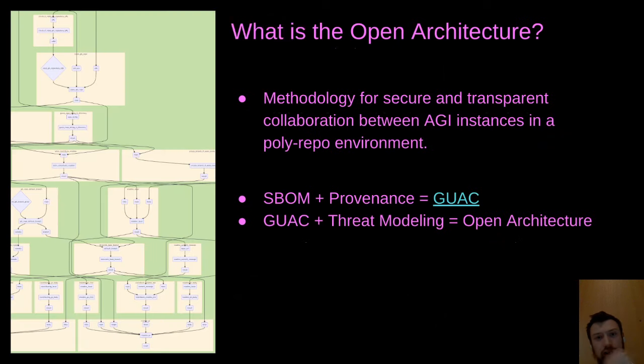So just to recap, the open architecture is a methodology for secure and transparent collaboration between AGI instances in the polyrepo environment, right? So this means that we're going to be collaborating across projects in a setting where we have multiple maintainers, with different instances, and each instance may have a different permissions model. And so you have to communicate and collaborate across repos much the same way that we do as regular developers. But you want, of course, the AI to do that, right?